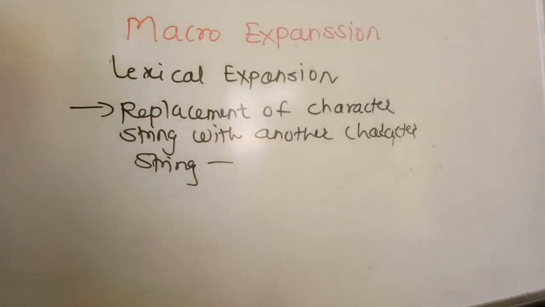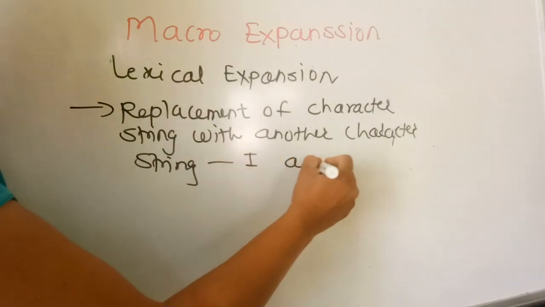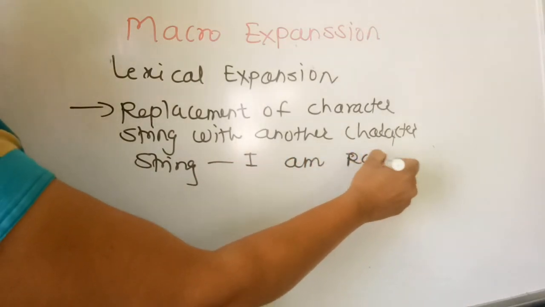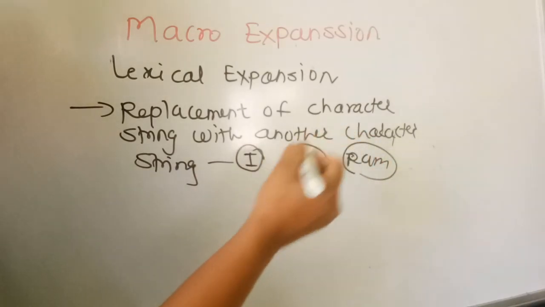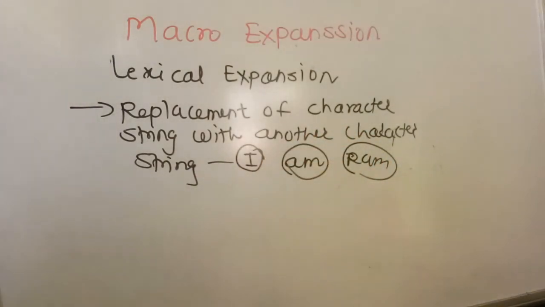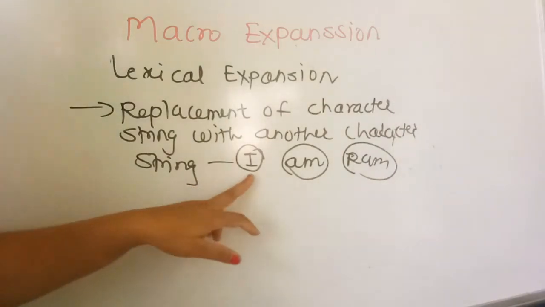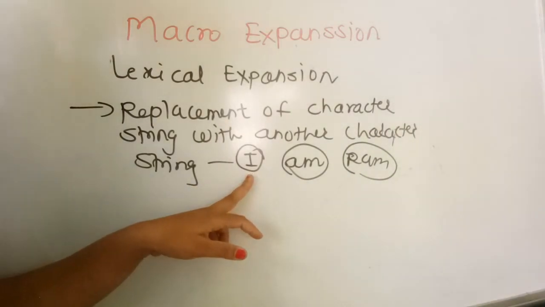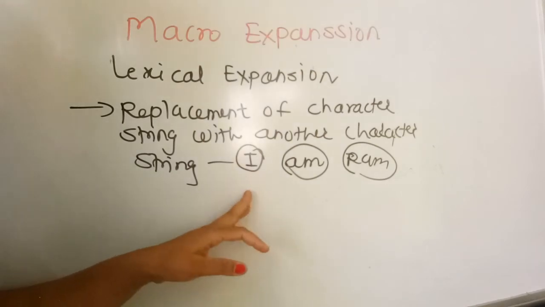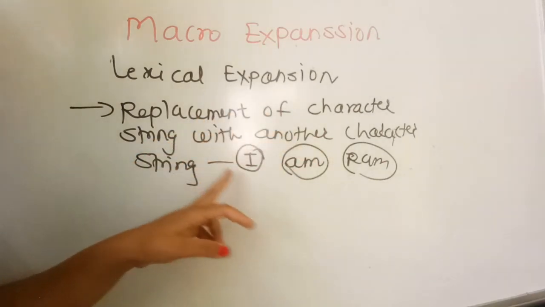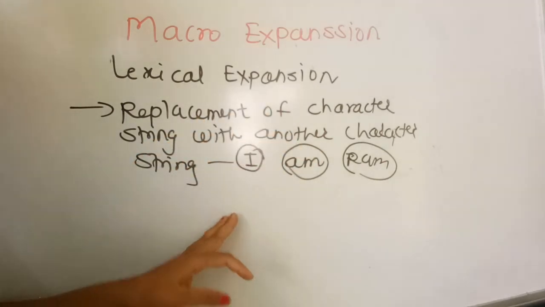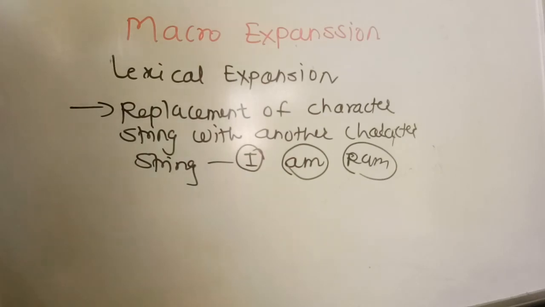What is a lex? For example, "I am Ram." I has a specific meaning, am has a specific meaning, and Ram has a specific meaning. So these become the tokens of that programming language, and they have a specific meaning in the parser. The replacement of this character with another character will happen, and it is known as lexical expansion.